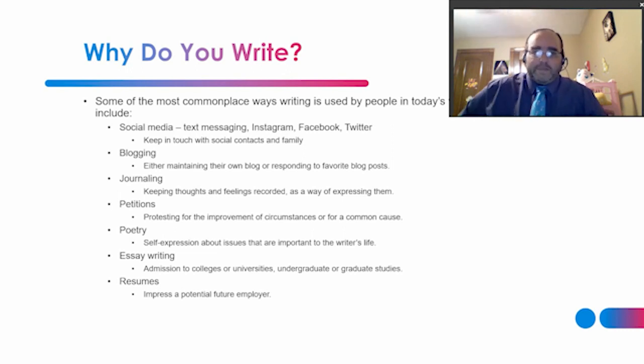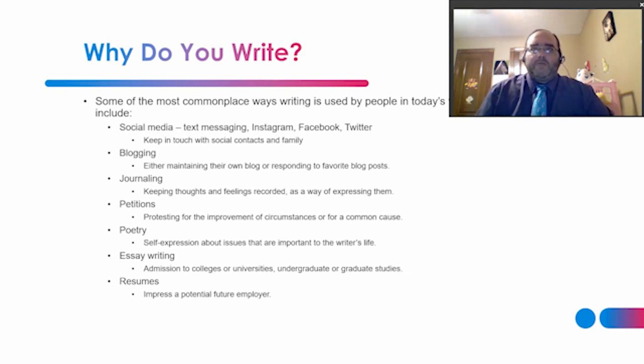Here's a big one lately: petitions. Protesting for the improvement of circumstances or for a common cause. I will tell you that since 2016, I don't think I have ever signed as many petitions as I have in that time period. I would estimate that I have probably signed at least 85 petitions since the election of 2016. Some of them are serious and some of them are silly, but at the same time, it's all petitions. It's all about trying to enact change.